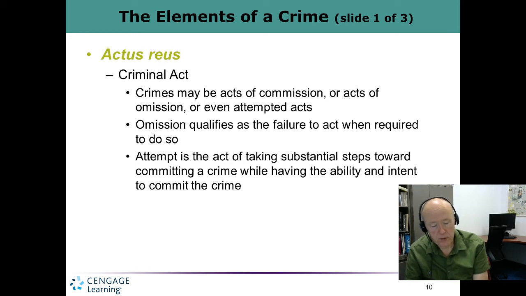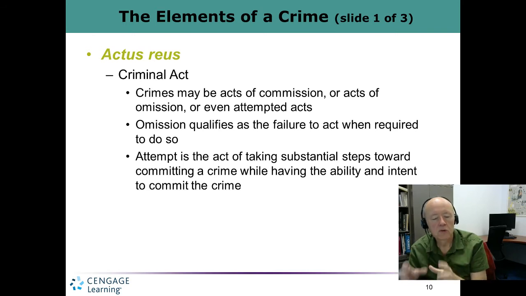The third fly in the ointment here is attempt. Sometimes you attempt to do something and you don't complete it. So you attempt to rob a house. You break into a house, you try to get in, but you can't get in. You slip or trip, or the owner comes home. You haven't completed the act. You've attempted, so you've taken substantial steps. You broke, you didn't enter. You had the ability, you had the intent to commit the crime, but you didn't complete it. That's going to meet our requirement of actus reus.